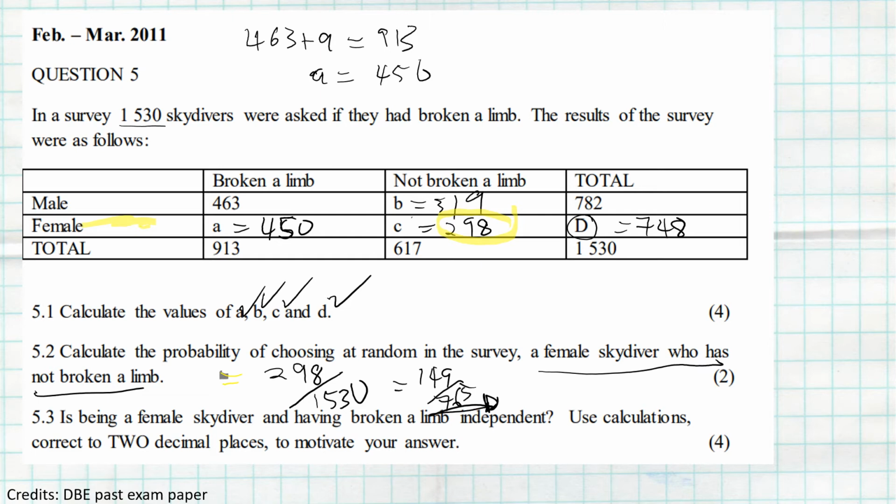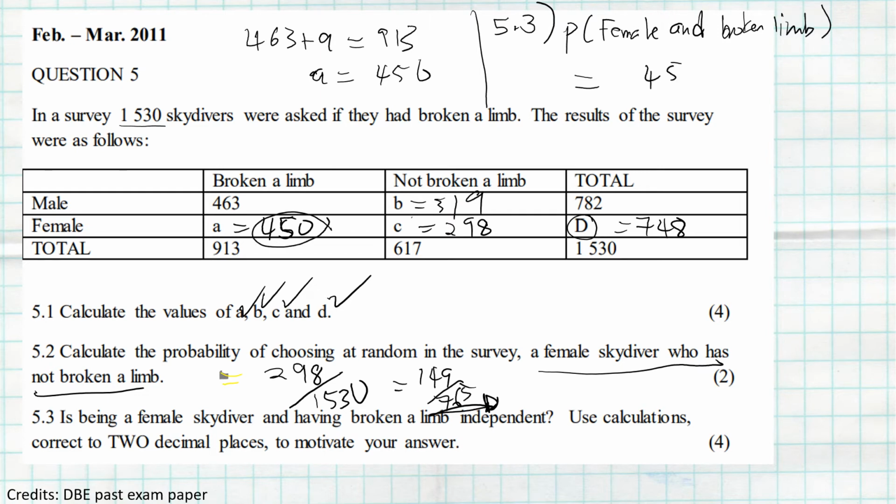For 5.3, they're saying, is being a female skydiver and having broken a limb independent? Use your calculations to motivate your answer. Round off to 2 decimal places. How are we going to prove whether they're independent or not? We're going to calculate the probability of being a female and having a broken limb. It's 450 out of the total of 1,530. Rounding off to 2 decimal places, it gives us 0.29.